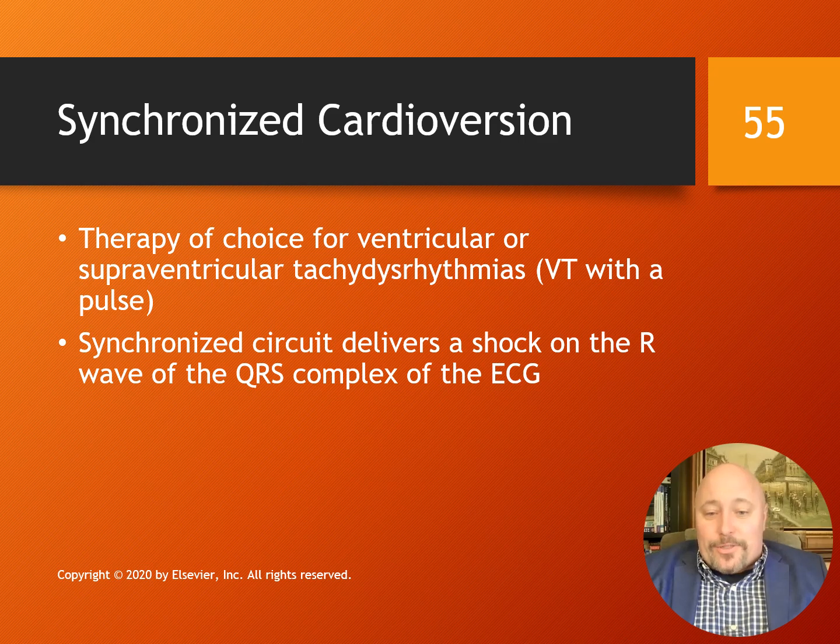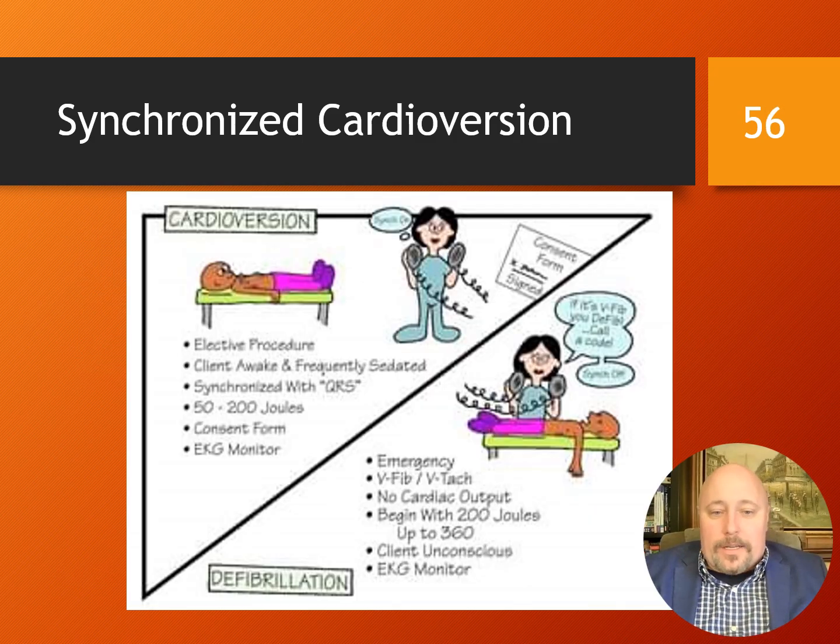Synchronized cardioversion, which we've already touched on in the cases of dysrhythmias like SVT or supraventricular tachycardia, is the therapy of choice for ventricular or supraventricular dysrhythmias. And this is a synchronized circuit that delivers a shock to the R wave of the QRS complex, and it takes time to capture the rate that the heart is beating. Here I've just included a diagram from a different text of these cardioversion steps.